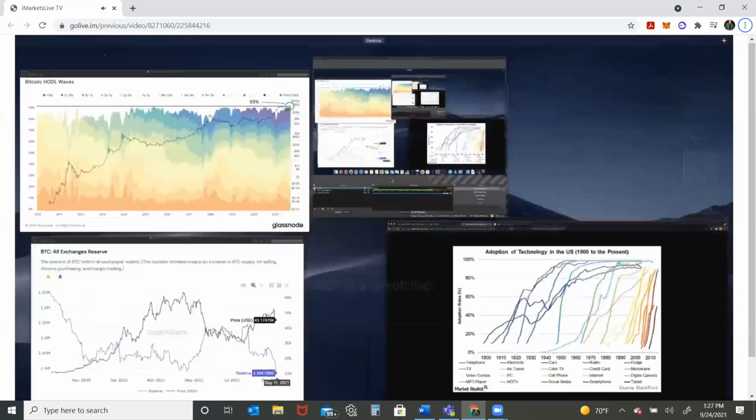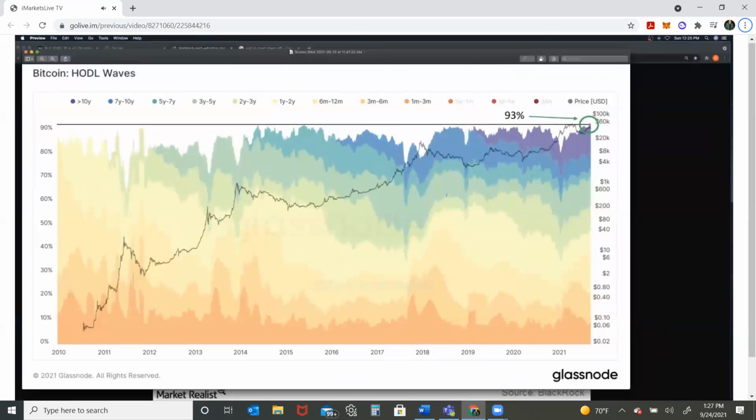Okay, and the two charts I want to share today, mostly these two. Here, this is Bitcoin's hold waves. So basically, it's hit a point here where it's at 93%. And what this is really showing is that more or less in the last month, 93% of Bitcoin has not moved. So it's not even in circulation to be traded.